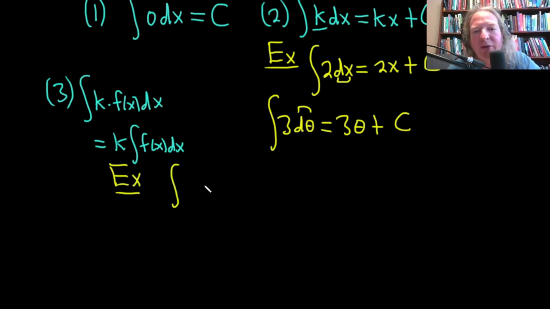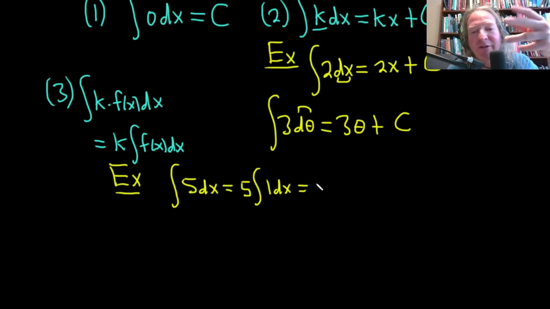Let's say you're trying to integrate 5 with respect to x. You're saying, huh, I don't really like the 5, so I'm going to pull it out. So you pull it out, and you're just left with 1 dx. And you say, oh, 1, I can integrate 1. That's just x, right? Because 1 times x is x. The derivative of x is 1.